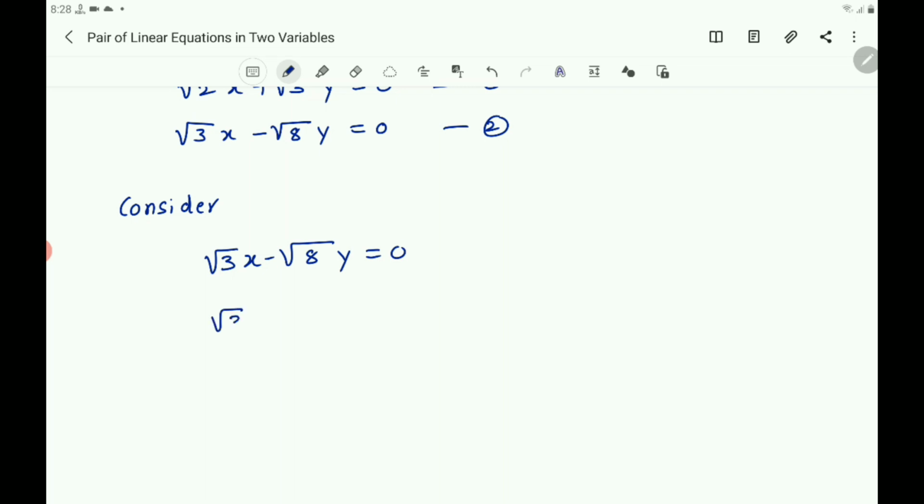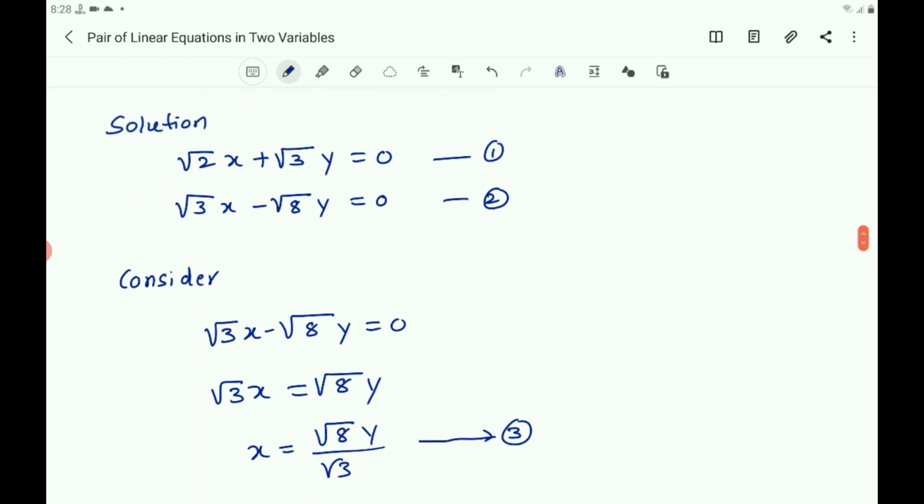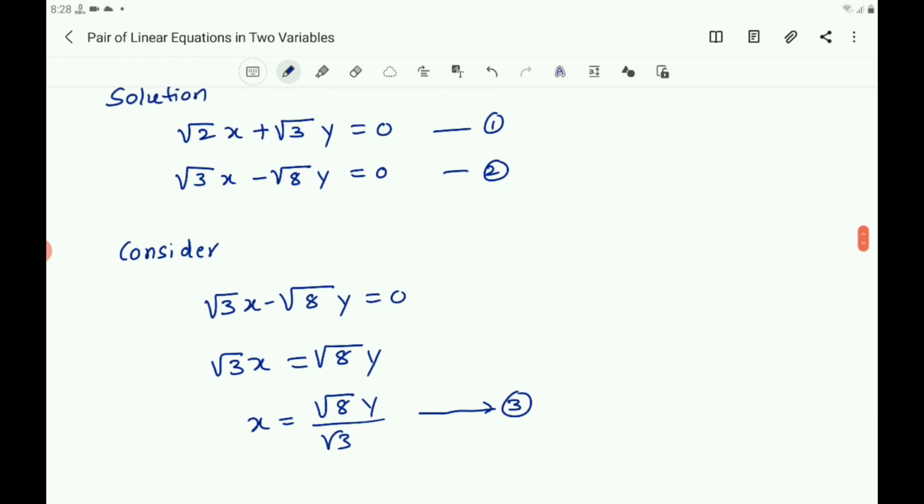Then that becomes root 3x equals, transferring this negative root 8y to RHS, that becomes root 8y. So x becomes equal to root 8y by root 3. That is root 8 by root 3 y. Now you consider this is the third equation. Then substituting this value of x in equation 1. Here we have taken the second equation. Therefore, for the next step you take the first equation.